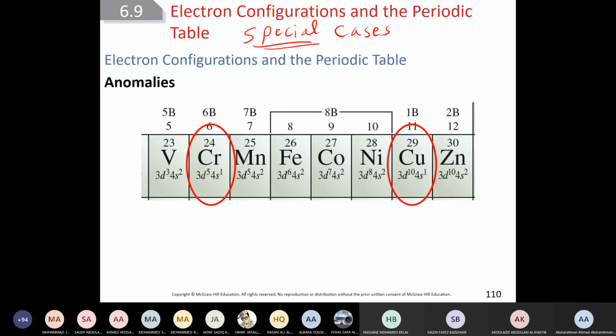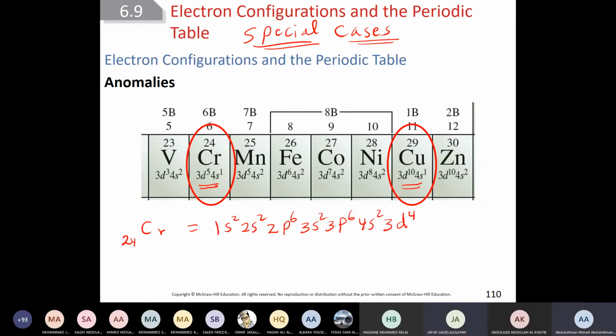Special cases. This special case is for chromium and for copper. Chromium is 24. What should be the structure? Let's do it very quickly. 1s2, 2s2, 2p6, 3s2, 3p6, 4s2, 3d4. That's the way it should be.